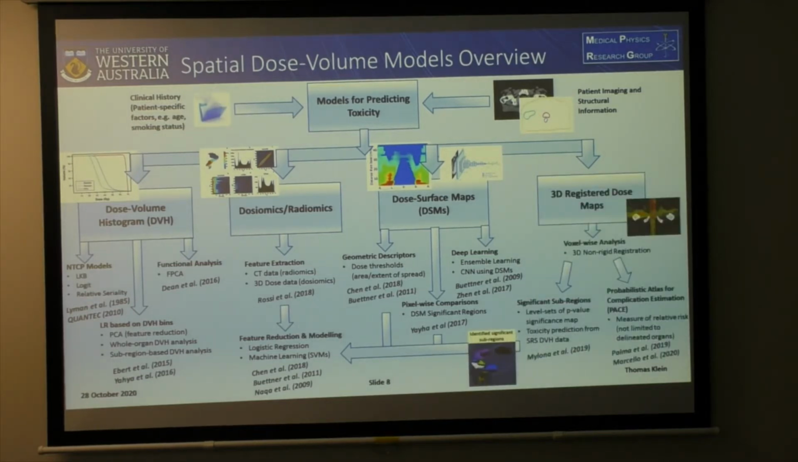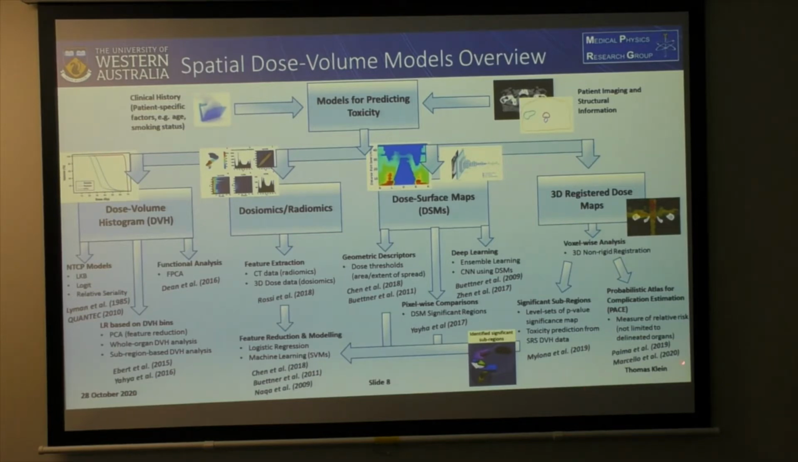So lastly, we have the use of 3D registered dose surface maps. So this is a voxel-based analysis where the 3D dose distributions need to be registered into the same common coordinate system. And from this, it's possible to identify regions where statistically significant differences in dose between patients presenting with and without a particular toxicity endpoint occurs. And by taking level sets of these significance maps, authors such as Milona et al. have been able to identify symptom-specific subregions in the bladder for which the DVH data is more predictive of certain toxicities than the whole organ.